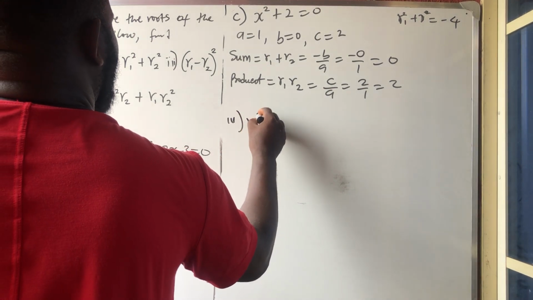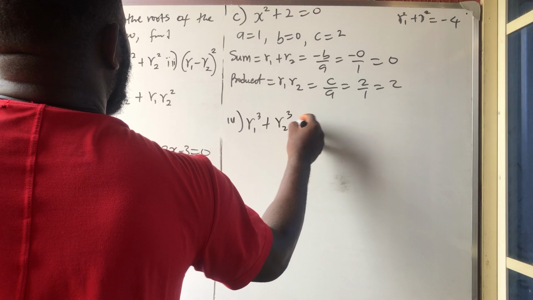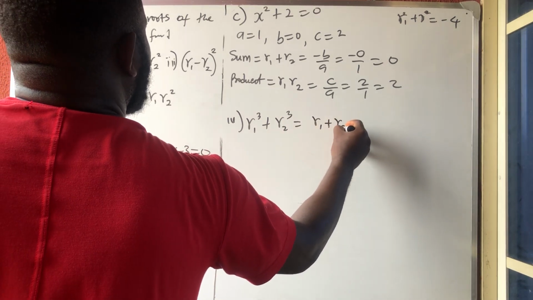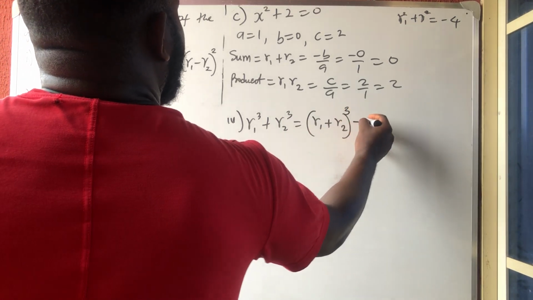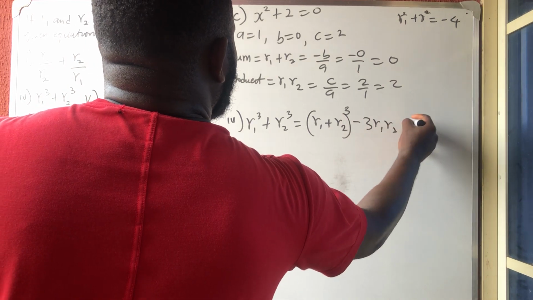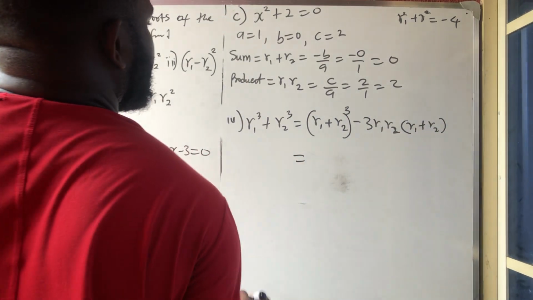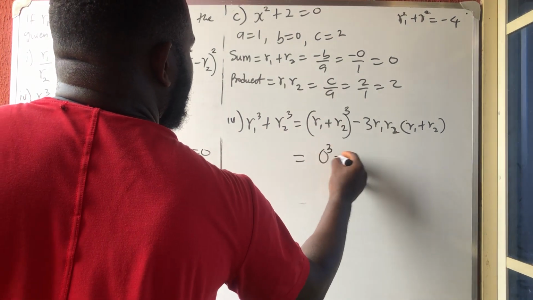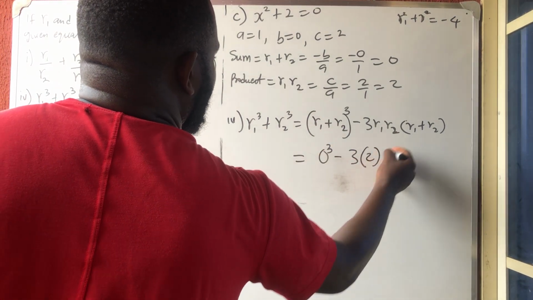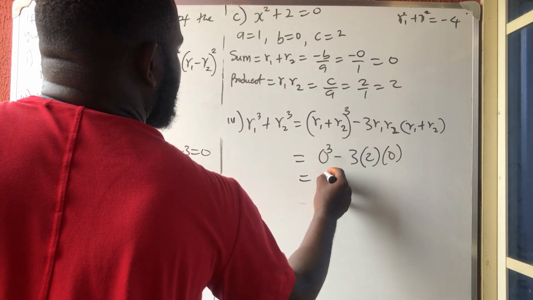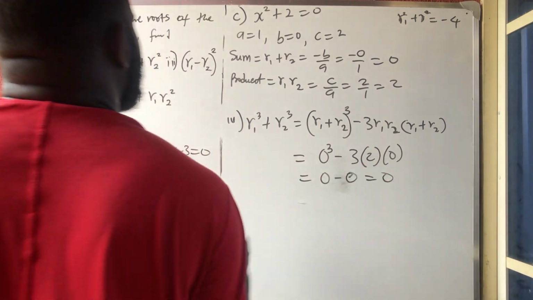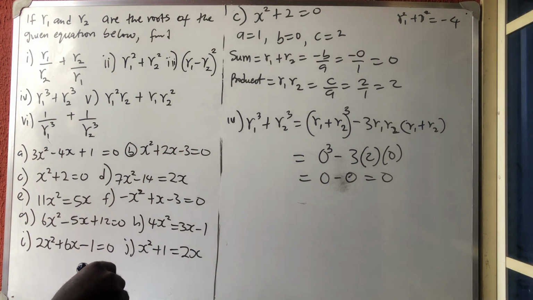IV said R1 cube plus R2 cube, which is what? R1 plus R2 all cube minus 3 R1 R2, then in bracket of R1 plus R2. So if you do that, you're going to have that this is what? 0 cube minus 3 into 2 into 0. So I'm having what? 0 minus 0, which is what? 0. So I've gotten this one as 0.